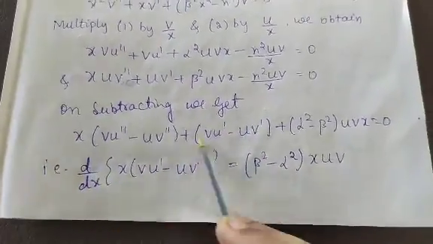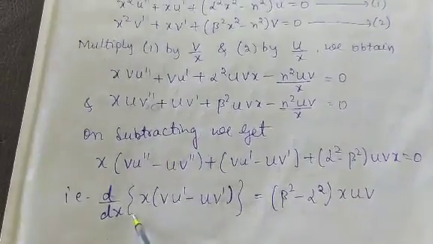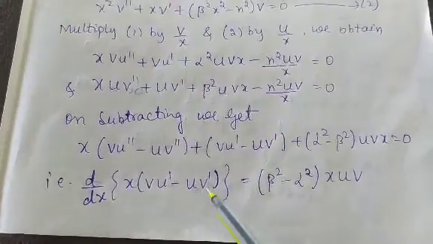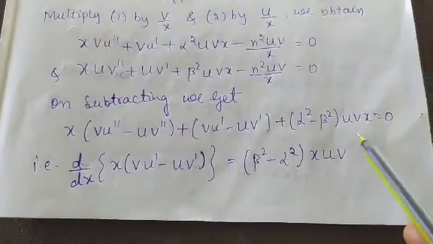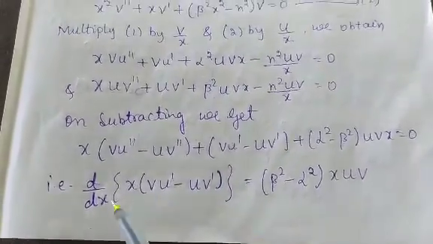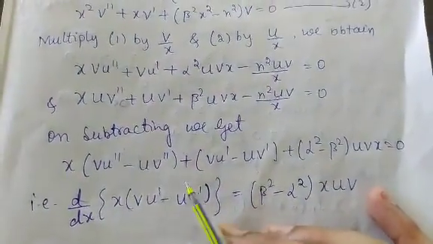When you observe this clearly, this equation can be written as d by dx of x times (v u dash minus u v dash) equals, taking the other term to the right-hand side, (beta squared minus alpha squared) times x u v. When you observe this, it is just the product rule.